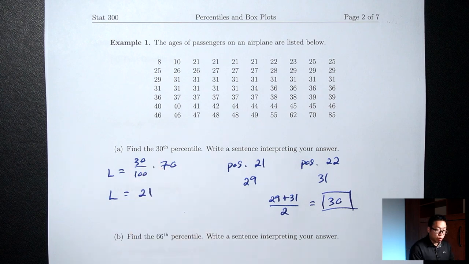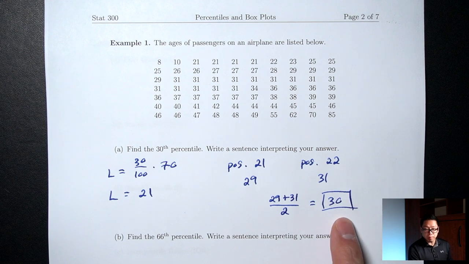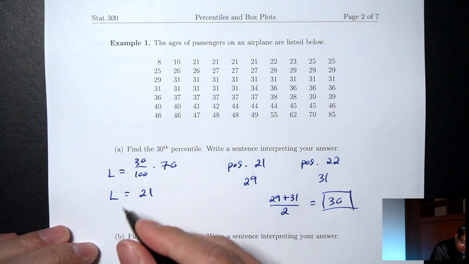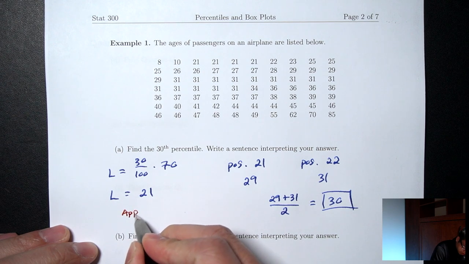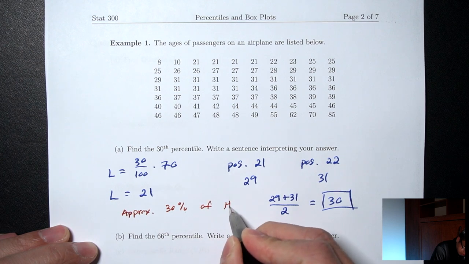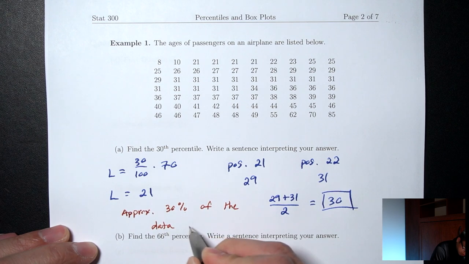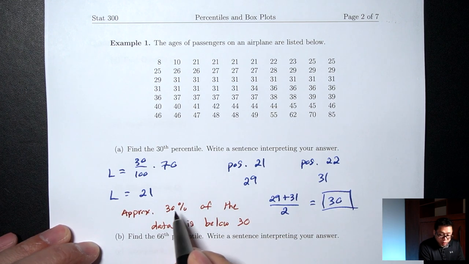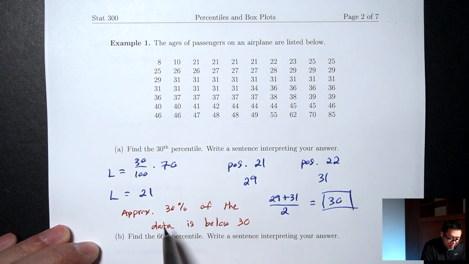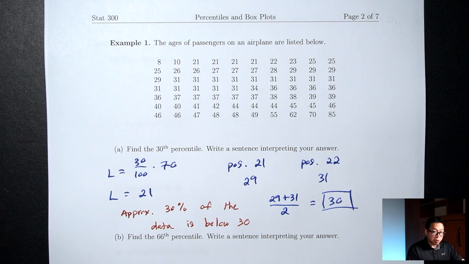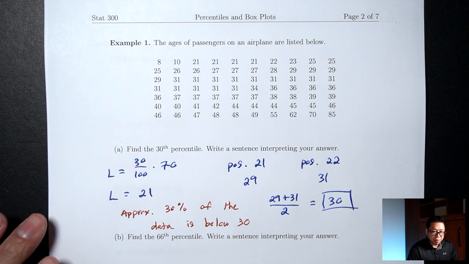So percentile tells you what percent is below the data value. So the interpretation I want you to write is something like approximately 30% of the data is below 30. The 30% came from the 30th percentile. This 30 came from this 30. Okay, so it's just an unfortunate coincidence that they're both the same.